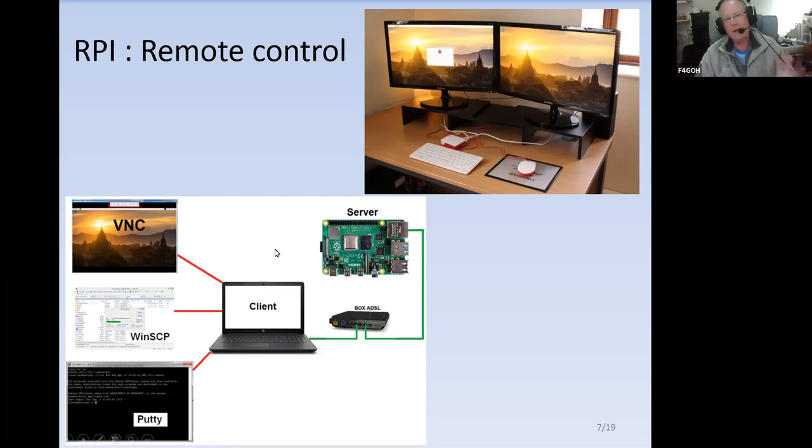And beginners must control the Raspberry Pi with VNC, and WinSCP is just to download and upload some files. And PuTTY is to control the Raspberry Pi via SSH server and send commands to the Raspberry.